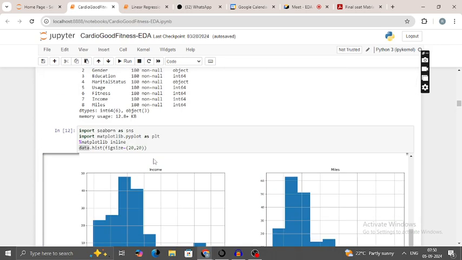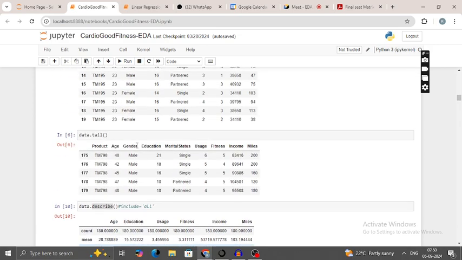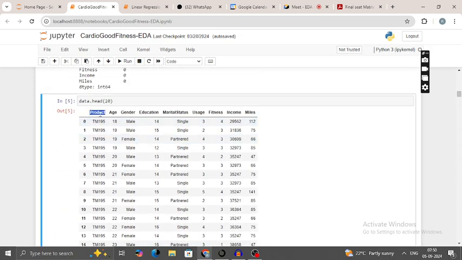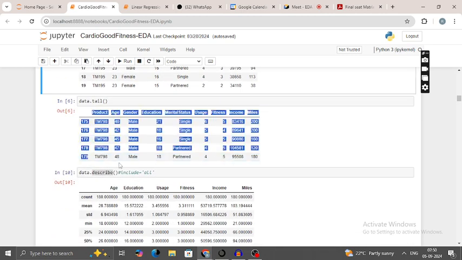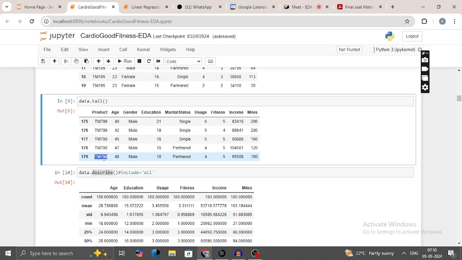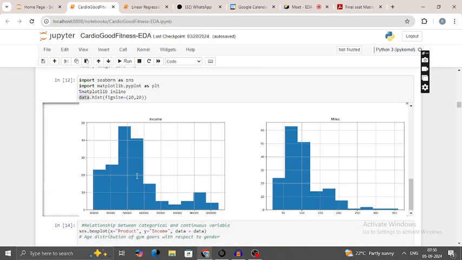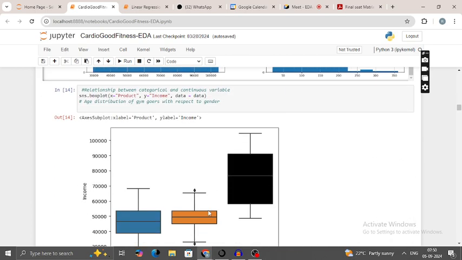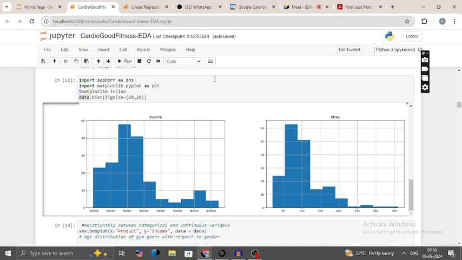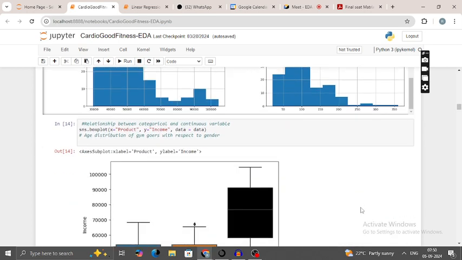Y is product, see, now inside this product you have TM195, you have TM798. So different types of products are there. Product versus what you can do is product versus income. So income is going to be a continuous value and product is a categorical value, because you have different types of product here, and which income people will use which type of product. So let us check that.